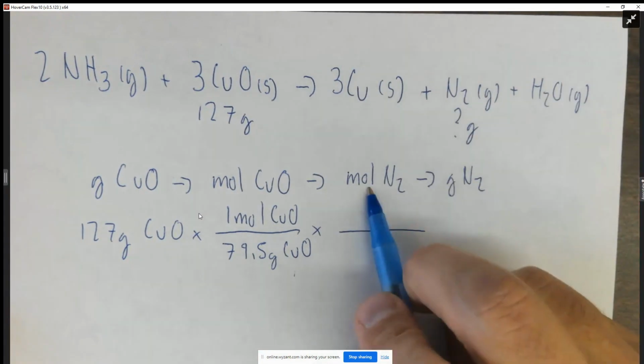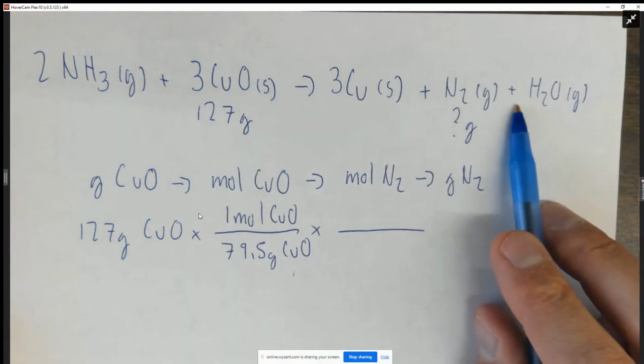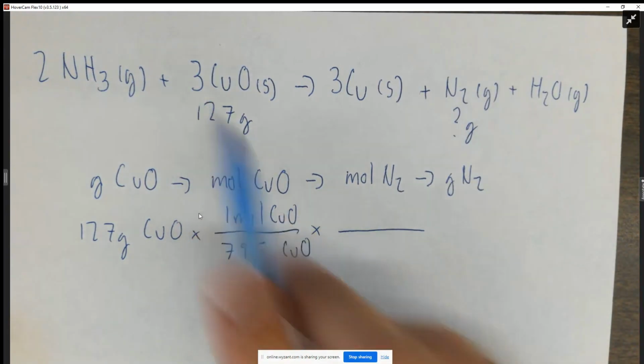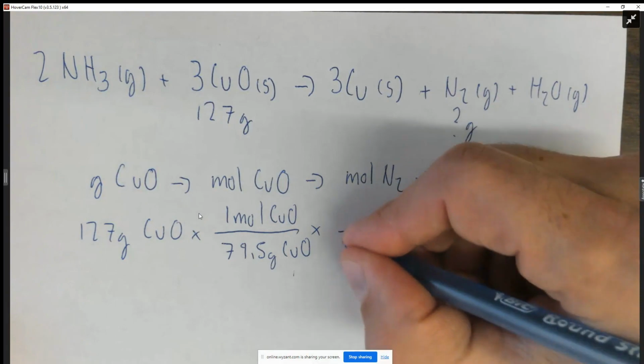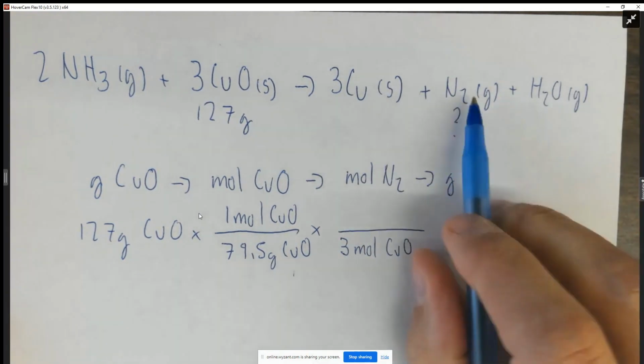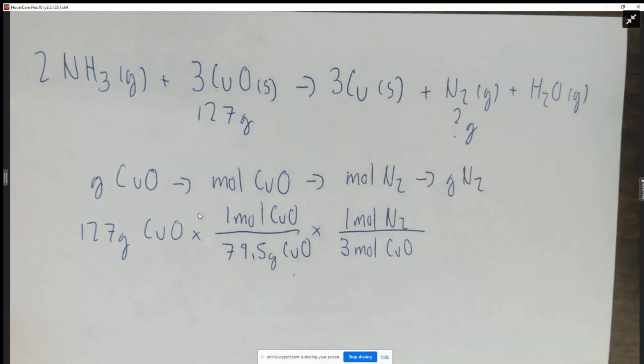Now we want to convert to moles of nitrogen. Well, to convert from moles of one thing to moles of another, that's what the balanced chemical equation is useful for. So if we look here, we have 3 moles of CuO. We want to get rid of CuO, so we put 3 moles of CuO on the bottom. And we want to find nitrogen, so we put 1 mole of N2 on the top.